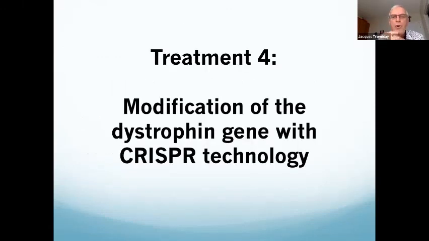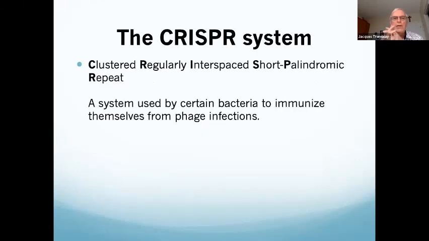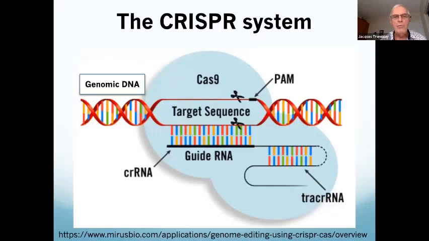The fourth type of treatment that I would like to present to you is the genetic modification of the dystrophin gene by a new technology called CRISPR therapeutics. This new technology, called clustered regularly interspaced short palindromic repeats, in short CRISPR, is a system that comes from bacteria. Bacteria have been using that for millions of years to fight phages, which are a type of virus that infect the bacteria. And in 2012, scientists realized that this system that permits cutting DNA at precise sites might be used to modify genes in the human system. And this is what is illustrated here.